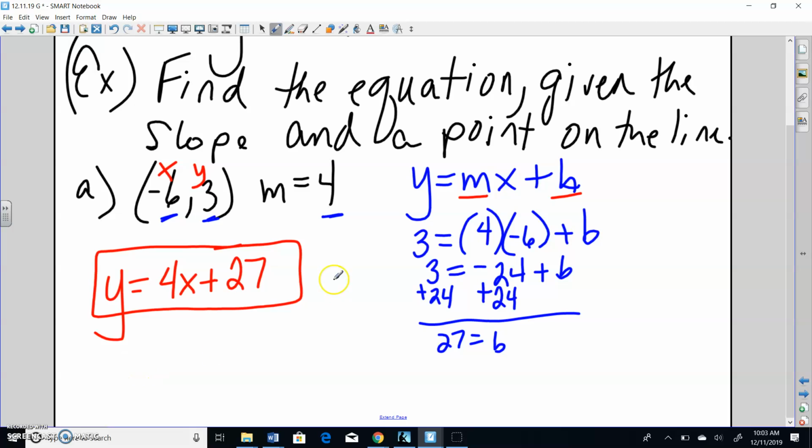Okay, so that's what we're going to do. Recap: we rewrite our slope-intercept form with all the variables in there. We use the x and y from the point that's given and the slope, plug that into the formula, solve for b, go back into the formula and put in your slope and y-intercept, and that's it. Okay, let's do another one.